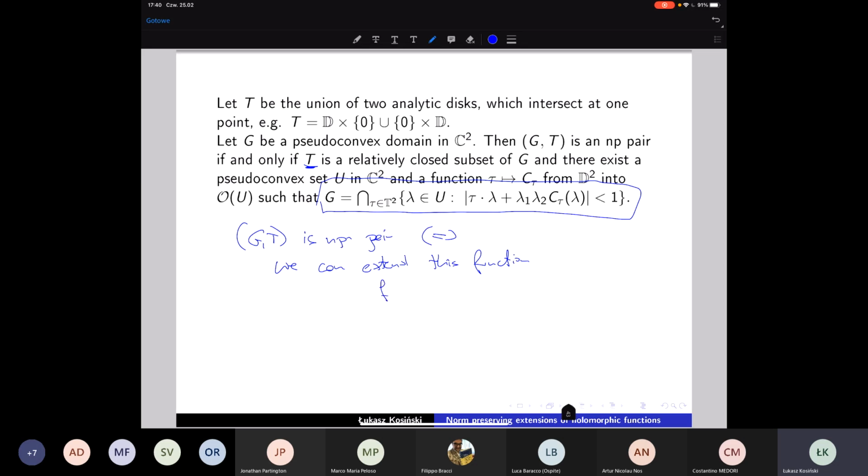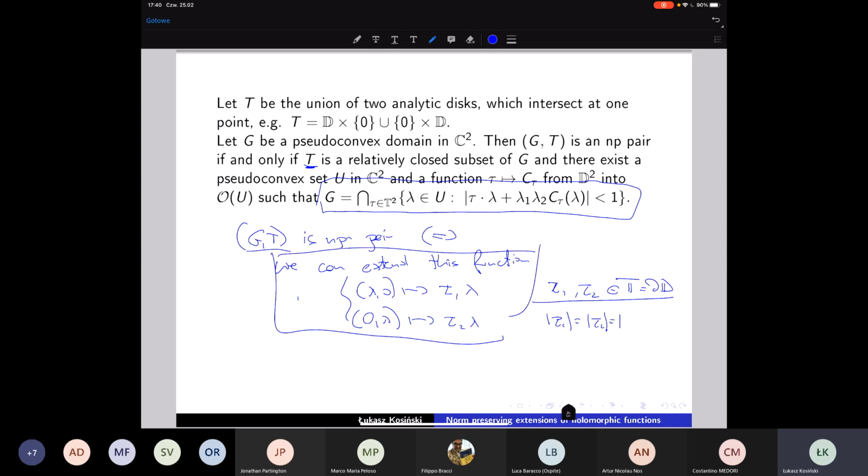So it will be this function. We can extend this function, lambda goes to tau 1 lambda. So this is a holomorphic function on V, where tau 1 and tau 2 are unimodular constants, lying in T, the boundary of the disk. Okay, so the absolute values are equal to 1. So this is an NP pair if and only if we can extend this family of functions. Okay, let me show you how.